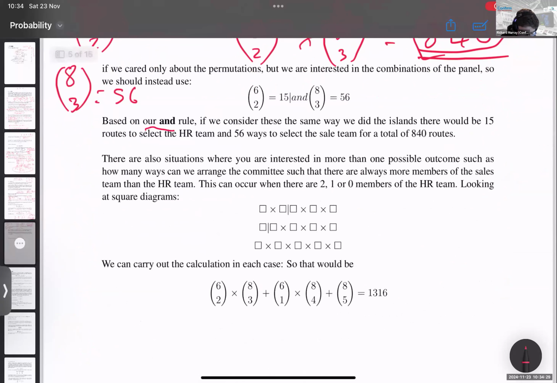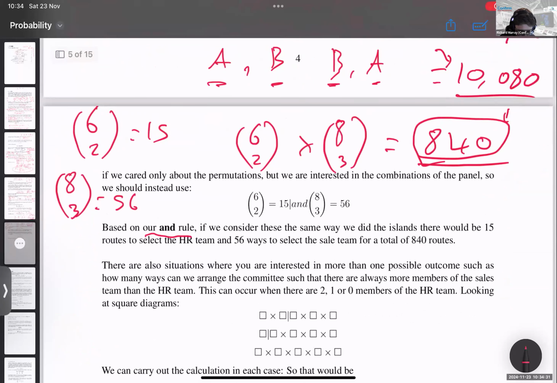And again, what I've done there by multiplying our 2 ways of selecting here is just applying our AND rule, that in probability means to multiply.